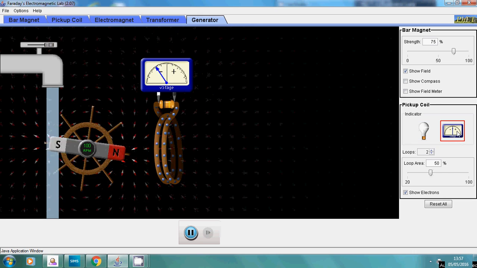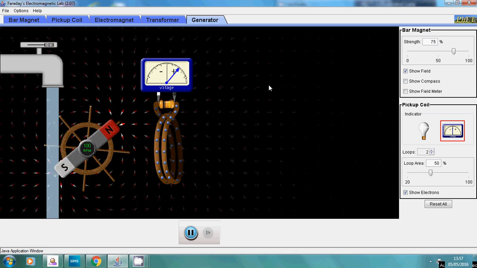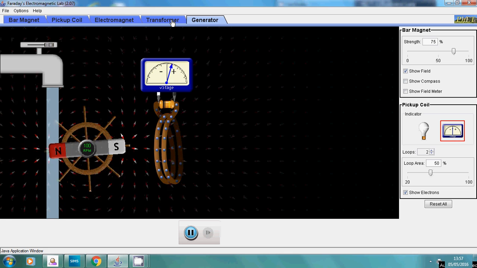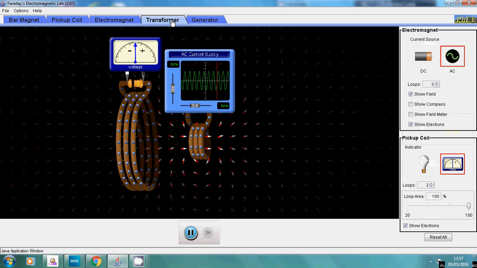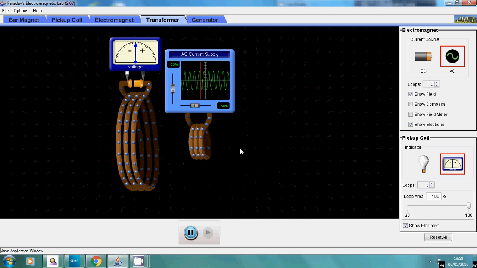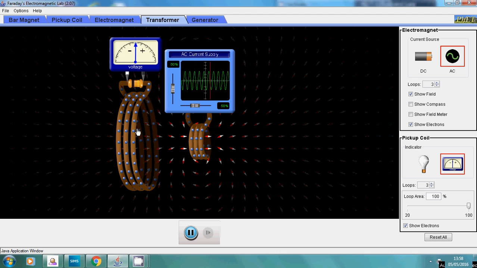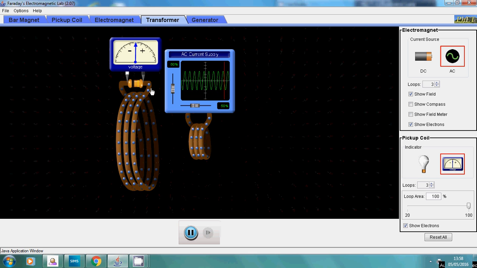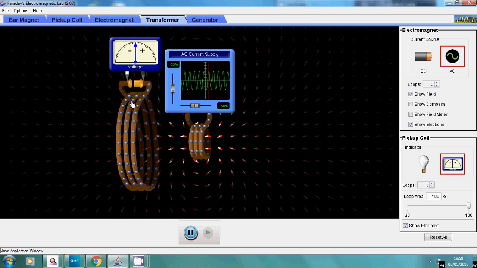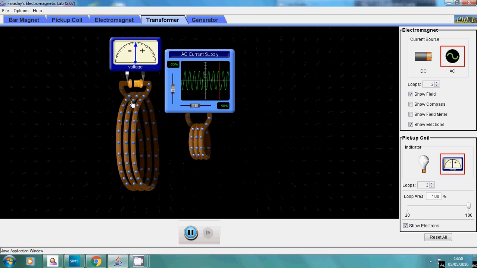Okay, and the last one is, instead of using a rotating magnet or putting a magnet in and out of a coil, what you can do is create that change just by passing an alternating current through a primary coil, and that changing magnetic field will then induce the alternating EMF across the secondary coil. And that is roughly how we go from the basics of electromagnetic induction to how a transformer works.